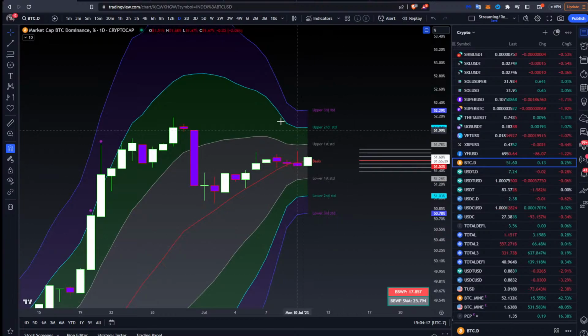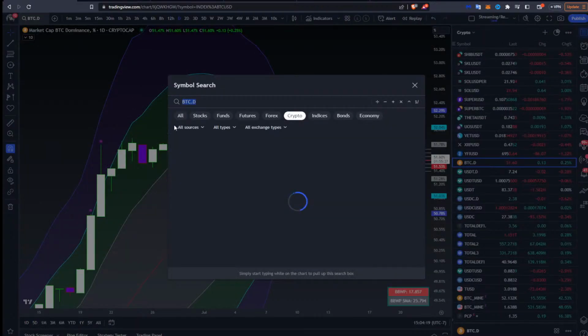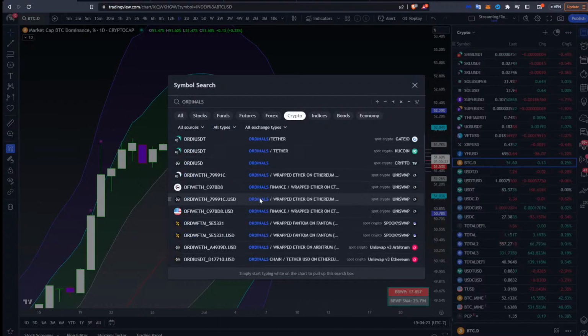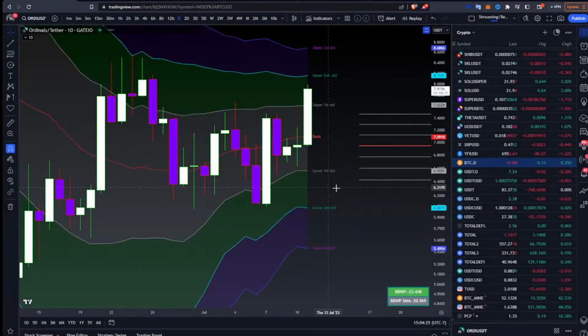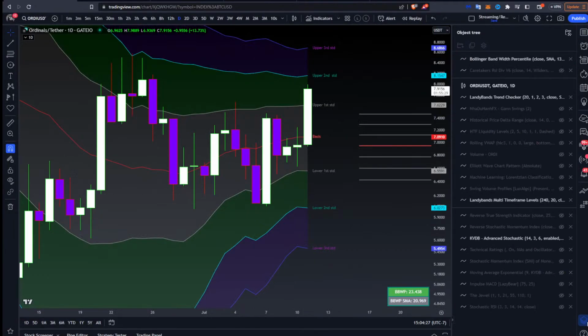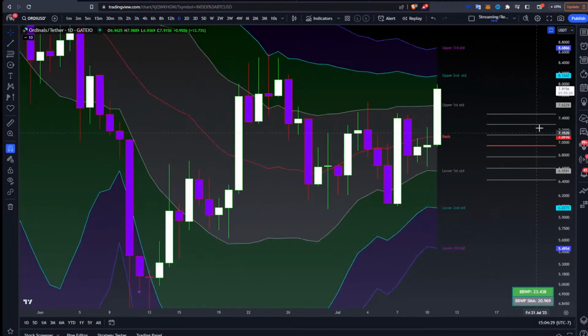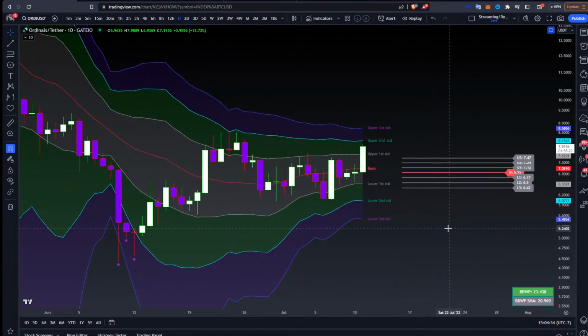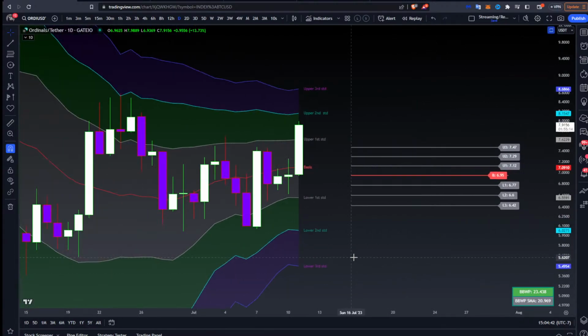Let's see. Ordinals on Gate.io. So let's go ahead and take a look at ordinals. You want the tether pair, right? I think that's all there is over here. Yeah. So I actually picked some of this up spot recently. It's looking good on that 4-hour breakout. So I do suspect it's going to head up to around that upper second standard deviation on the daily.